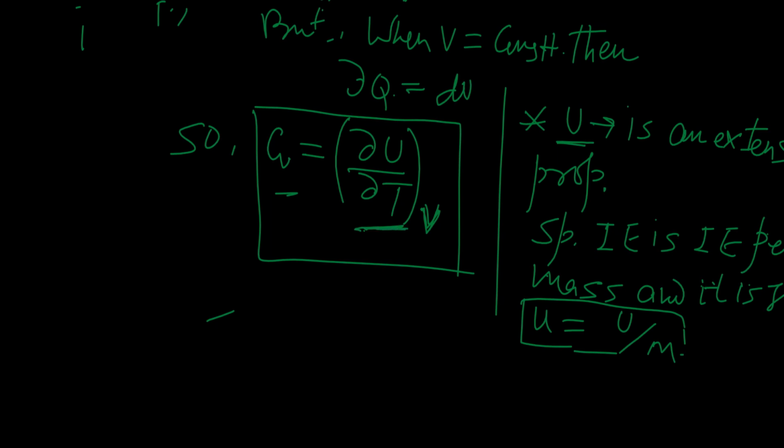at constant V. I impose this condition in this equation, but there is no need to specify this constancy of V, because del Q is equal to dU only when V is constant. So if we do not mention this condition at constant V here, it is understood that volume is constant. So we can impose this condition or may not impose it, because you can replace del Q by del U only when V is constant. This is CV in terms of U.